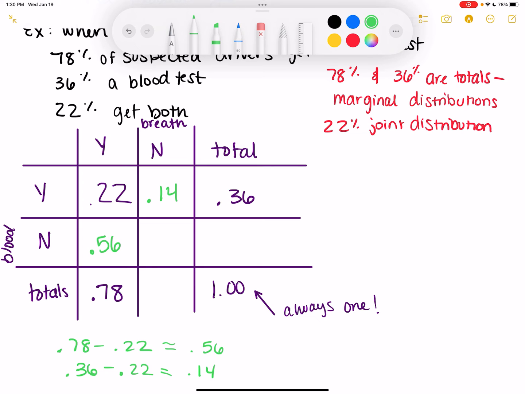Okay. So the best way to go about this, I would say, is with a Venn diagram. Oh, never mind. It's not super fun now.